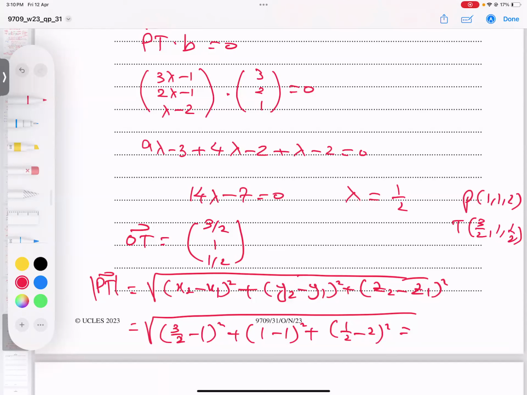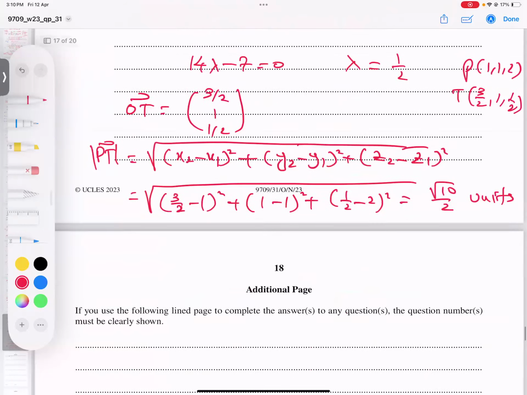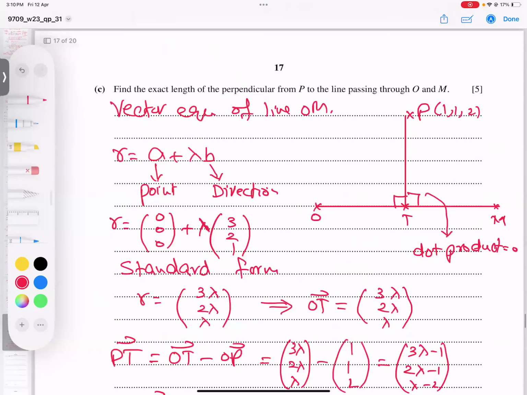So what is the answer coming? Typing in the calculator, root 10 by 2. Root 10 by 2 units. I believe you got the point clear. Alhamdulillah Rabbil Alameen. So that is the exact value, and the paper is completely over.